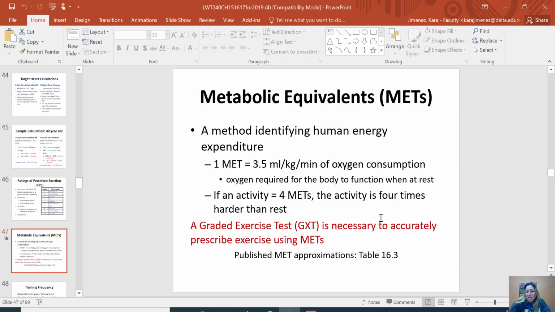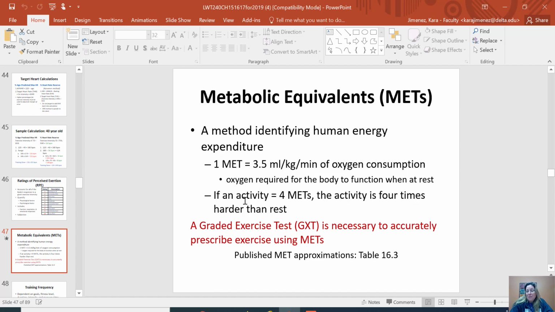METs, metabolic equivalents, are also something else that is used, but mainly we see this more in cardiac rehab settings. So as a personal trainer, you're really not going to use it. But 1 MET is equal to 3.5 mLs per kg per minute. So that's the oxygen required for your body to function at rest. So at rest, we use 3.5 milliliters per kilogram per minute of oxygen.